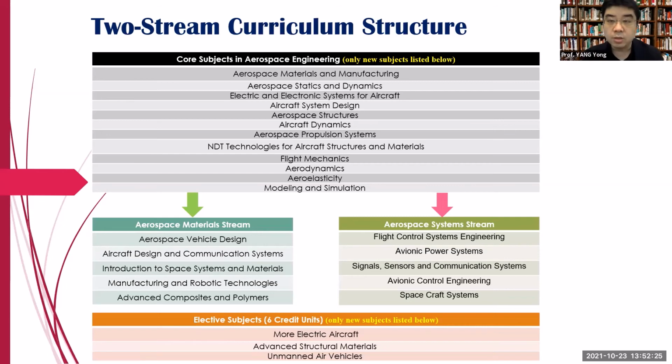After studying these core subjects, students will continue to pick some elective subjects, including electro aircraft, unmanned aerial vehicles, advanced structural materials, as well as artificial intelligence and data science. We design all these elective subjects for students as well.